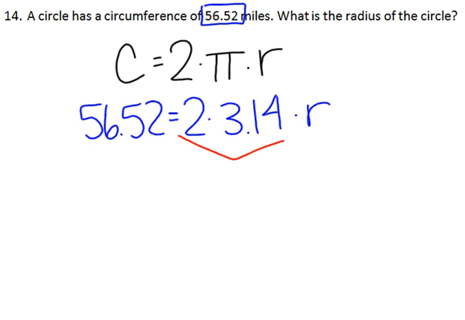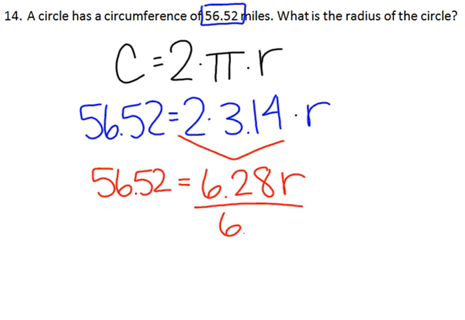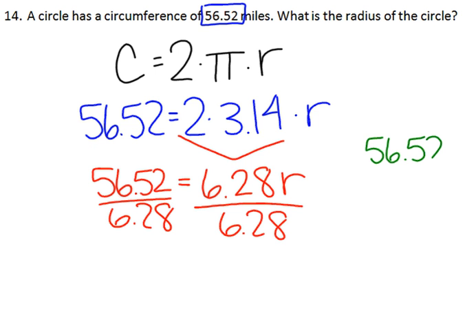I'm going to combine 2 times 3.14 to get 6.28 times radius equals 56.52. And then I'm going to divide by 6.28 on each side. Just like before, set up your division box. 56.52 divided by 6.28. And then we're going to multiply by 100 on both numbers to get rid of the decimal on the number we're dividing by.